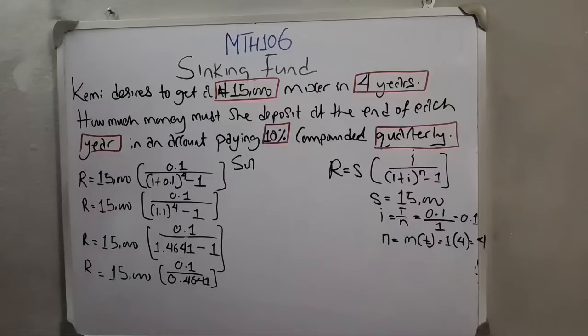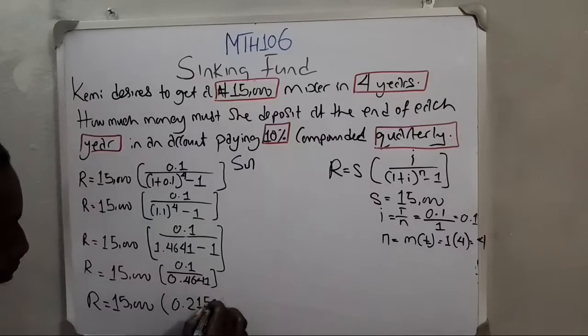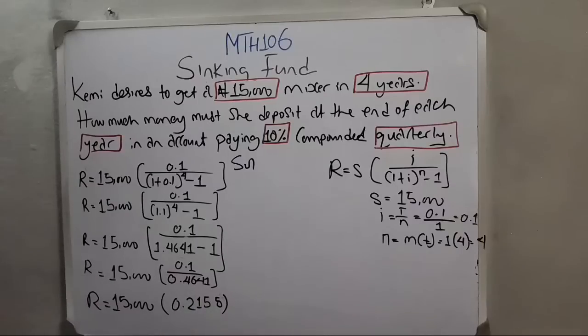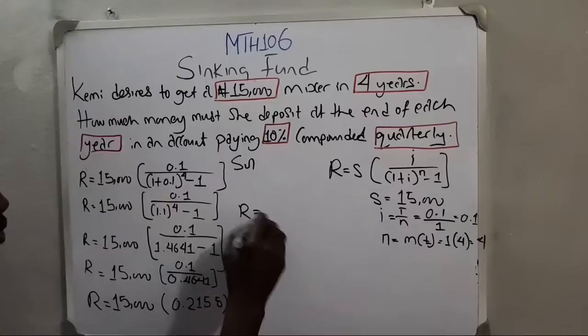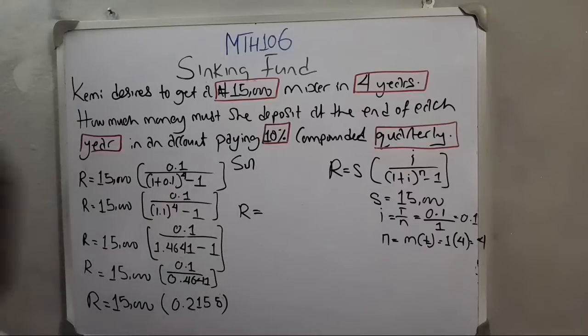So we have R equals 15,000 into bracket 0.2155. Let's see what our answer is.